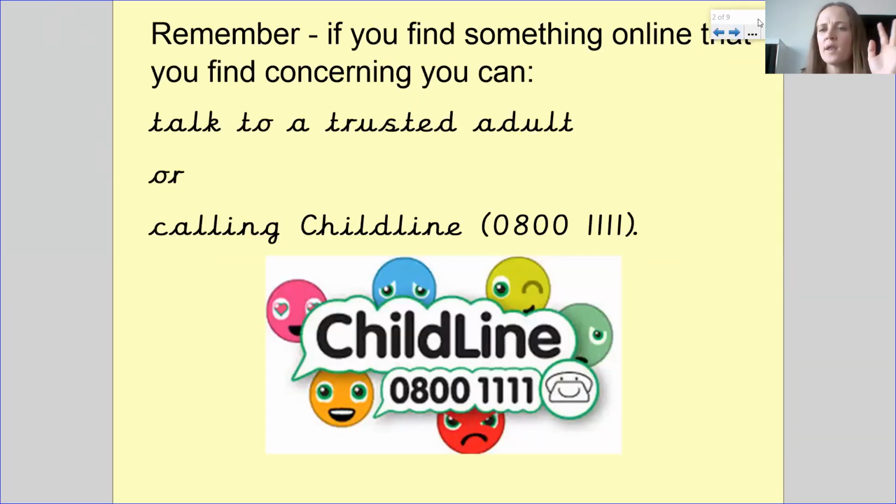So one thing we always need to remember when we are looking at learning how to message online is that if you find something online that you find concerning or you are worried about it, talk to a trusted adult. So straight away, go and tell an adult, or you can always call Childline as well, and the number's on there for you. So if there's anything that concerns you, you can do that.